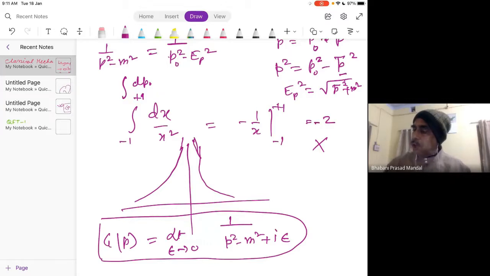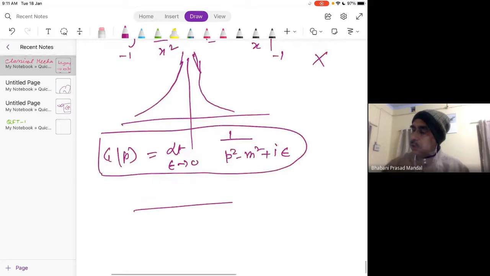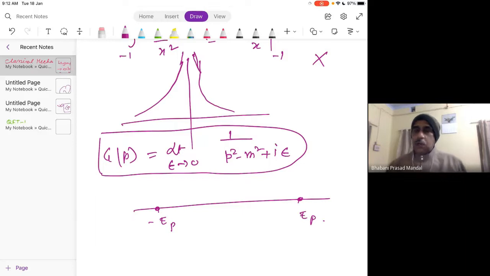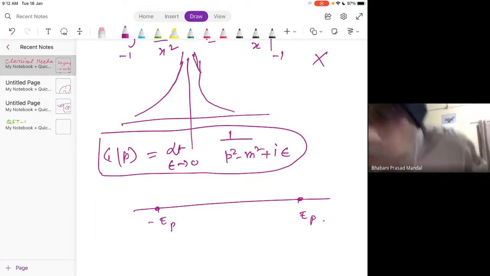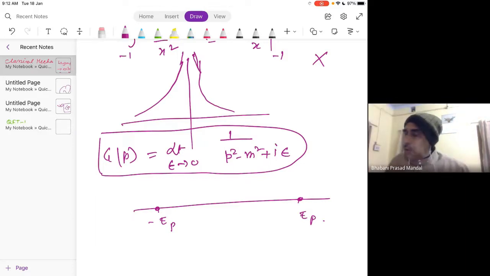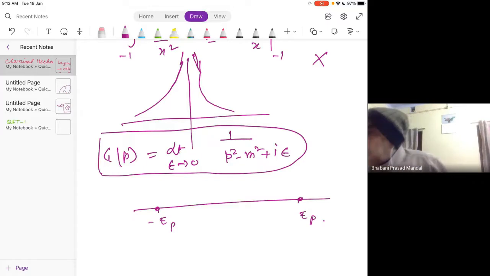If you perform the P0 integration, suppose this is the P0 line, you have to perform it from minus infinity to plus infinity, and you can find the poles at minus EP and plus EP. Now if I add i epsilon, the poles will be shifted from here. This is a kind of technique you have used many times in contour integration.